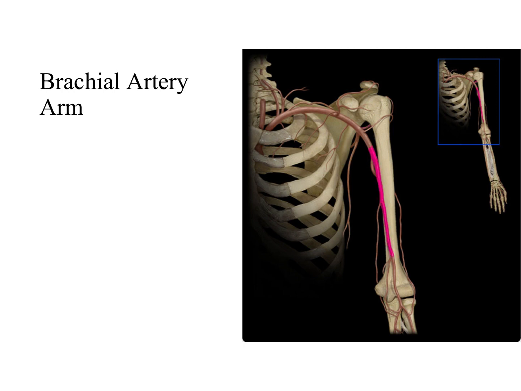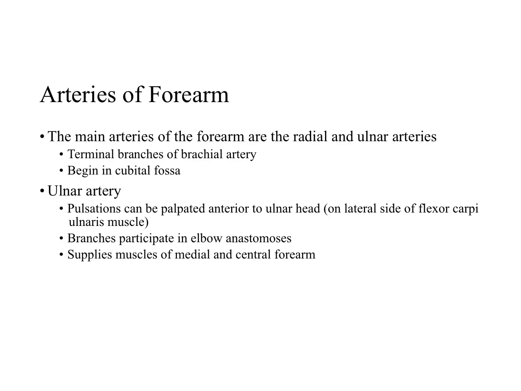Here's the brachial artery, which is a continuation of the axillary artery. Here's the deep brachial artery, or the profunda brachii artery, as it branches off of the brachial artery. And now we'll look at the arteries of the forearm.